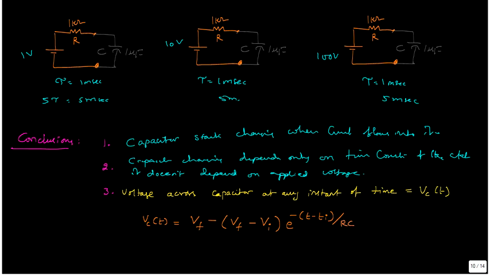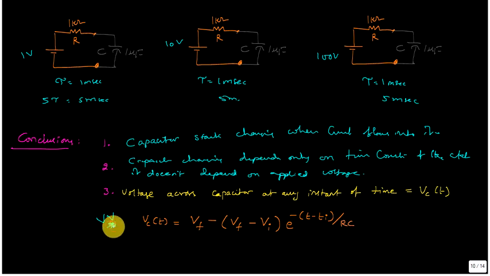If you want to calculate the capacitor voltage at any instant of time, if the time is less than 5 time constants, then we need a formula. That formula gives the voltage across the capacitor at any instant of time. This equation is not only valid for time less than 5 tau, it is also valid for time greater than 5 tau. At any instant of time, whether greater than, less than, or equal to 5 tau, the voltage across the capacitor can be calculated using this formula. This is very important.